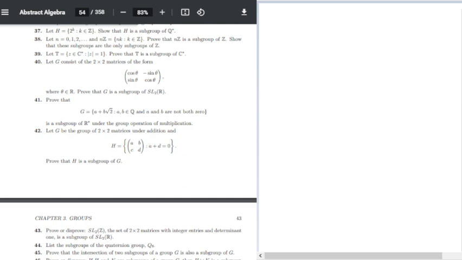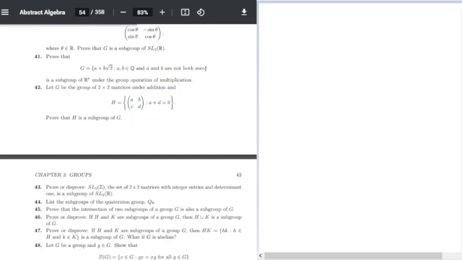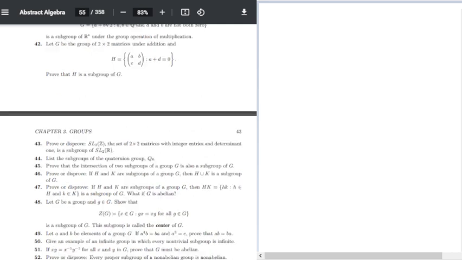Well, G consists of the 2x2 matrices of the form cos theta, negative sin theta, sin theta, cos theta. G is a subgroup of SL2(R), so it's the orthogonal matrices, the rotation matrices. Prove that G is a subgroup, with group multiplication. And H should be the group under addition, H equal to matrices (a b; c d) with a plus d equal to 0. Prove that H is a subgroup of G.